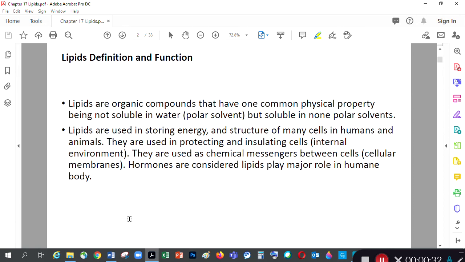So lipids are different organic compounds not soluble in polar solvents, but soluble in non-polar solvents. Their function is very important in our human body as well as in animal bodies. They store energy, they are very crucial for the structure of many cells in humans and animals, and they are used to protect and insulate cells within the body.